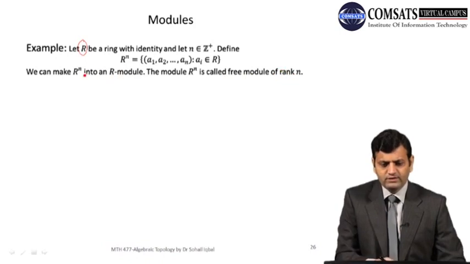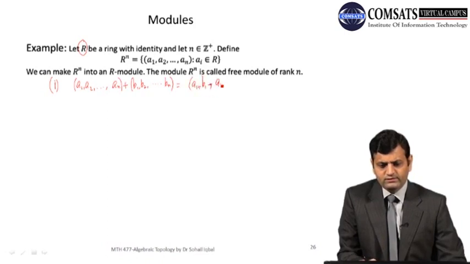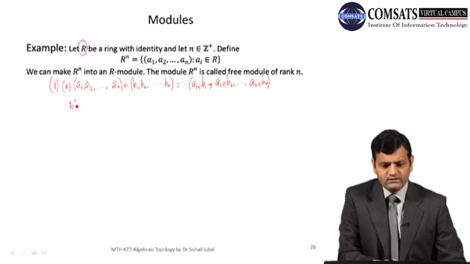So how can we make R^n an R-module? Of course, we need to check all the conditions of the module. In the first condition, we need to check that R^n is an abelian group under addition. So we can define addition to be (a1, a2, ..., an) plus (b1, b2, ..., bn) is equal to (a1 plus b1, a2 plus b2, and so on, an plus bn). We can define addition like this, and we can check other conditions. For example, this addition is associative.